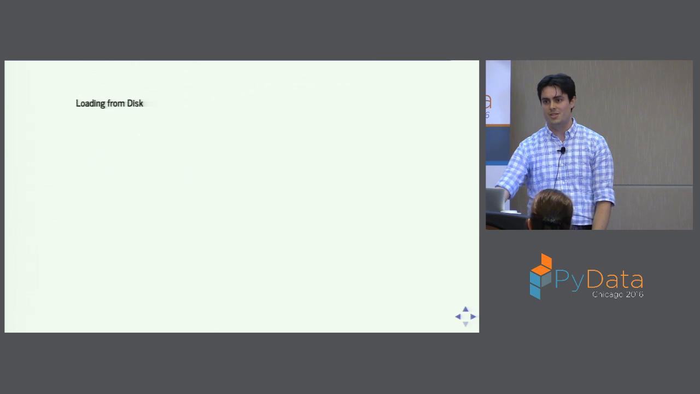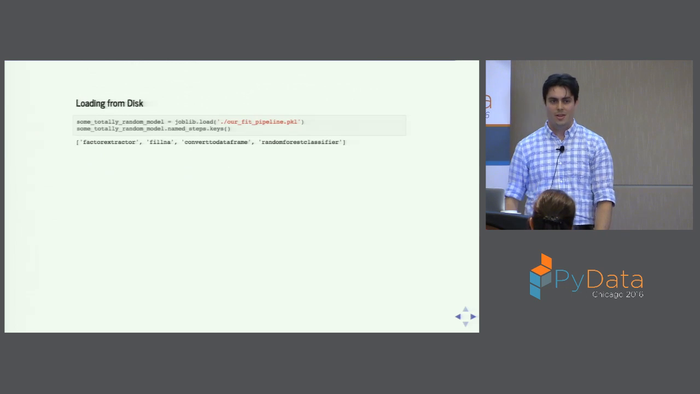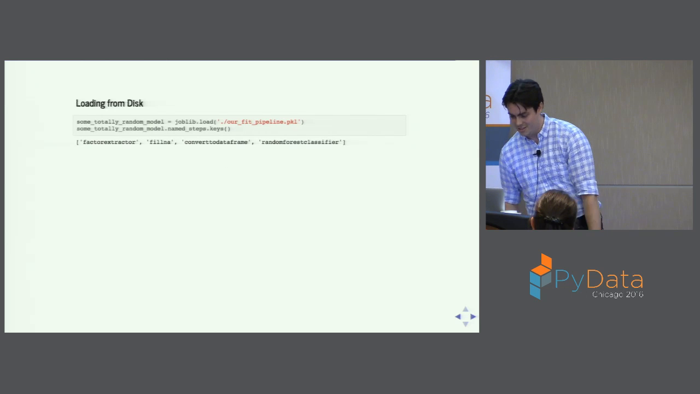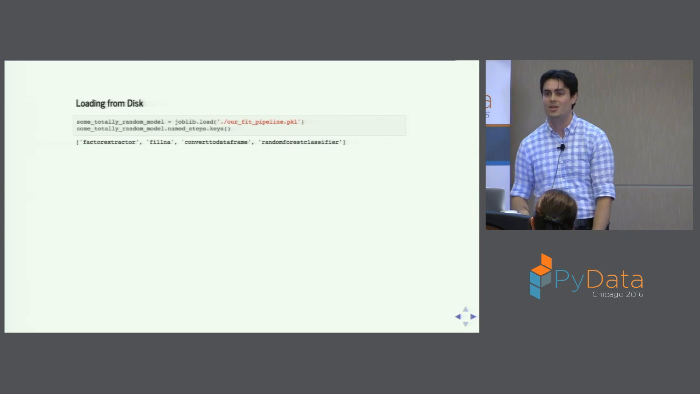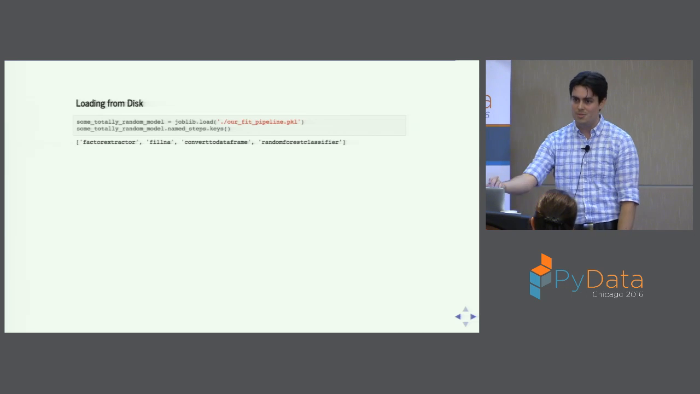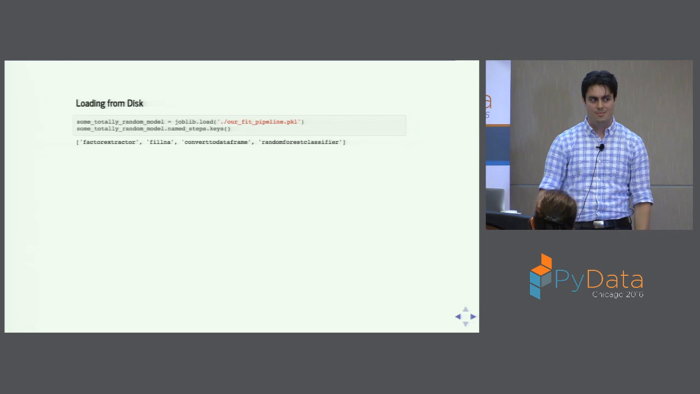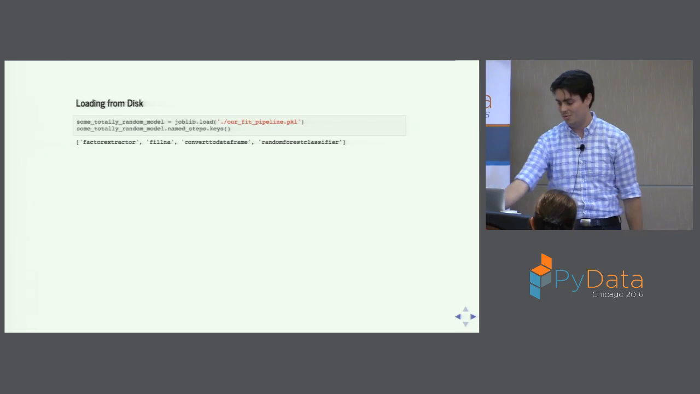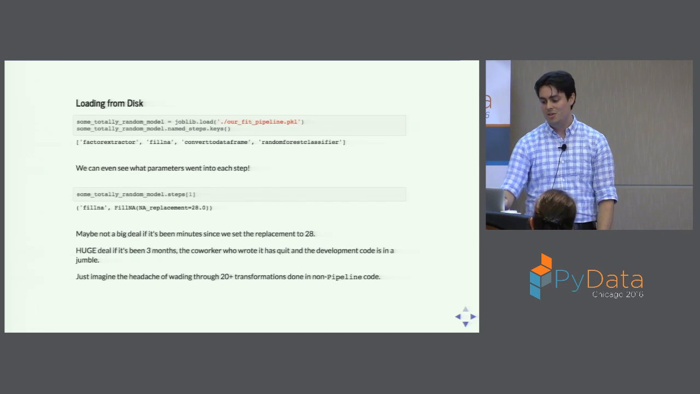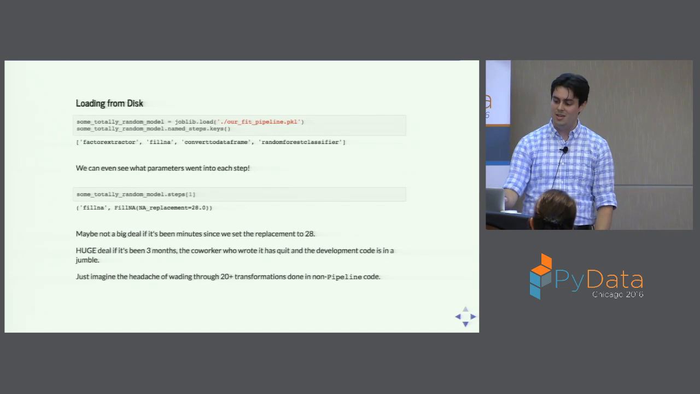Cool, loading from disk. I did spoil this already. Let's say we have some totally random model, joblib.load, this thing called rfitpipeline.pickle. We now have some totally random model. It's got some named steps. It's got some keys. Yeah? They kind of look familiar? It's like we published it minutes ago. This is really cool. This is extremely cool. You can see everything that is inside there.